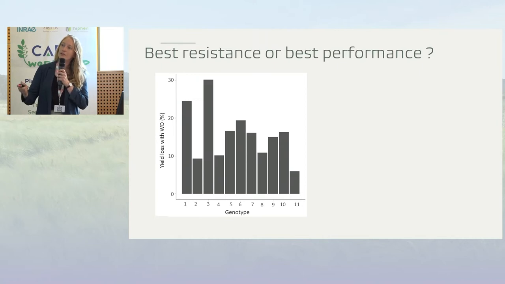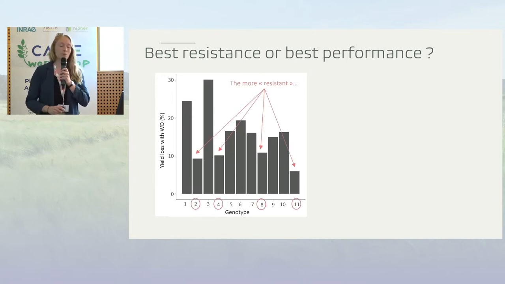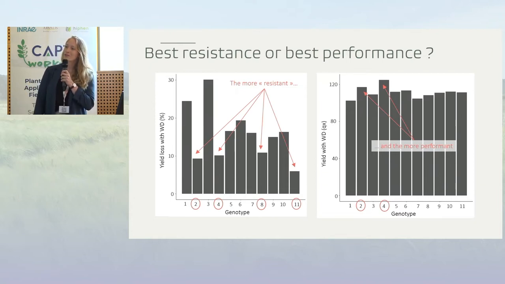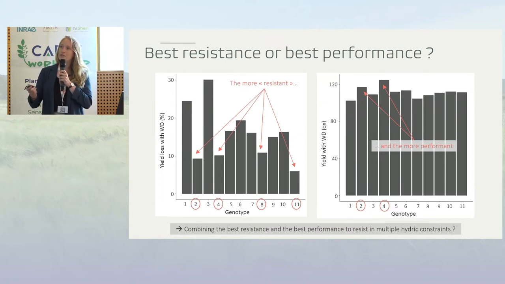So if we look at the yield loss with water deficit compared to the genotype, we can see that those ones seem to be the more resistant because they have the least loss, while those ones seem to be the more performant. The more resistant is not number 11, but number 11 is still not the best. So the more performant are 2 and 4, and they are also among the more resistant ones. So maybe we can ask ourselves if these genotypes will be the more adapted to cope in any water deficit situation. And this is still to answer.